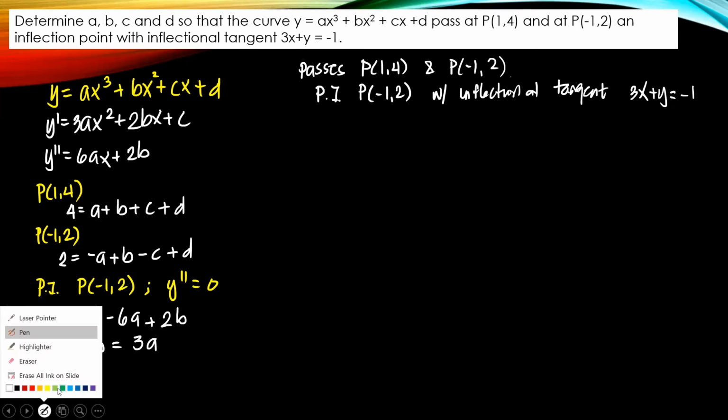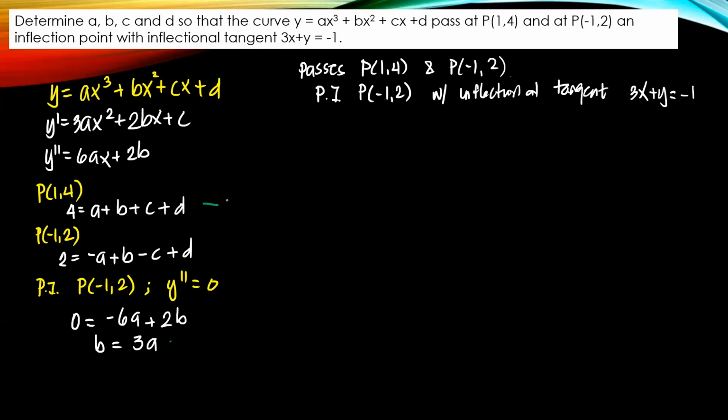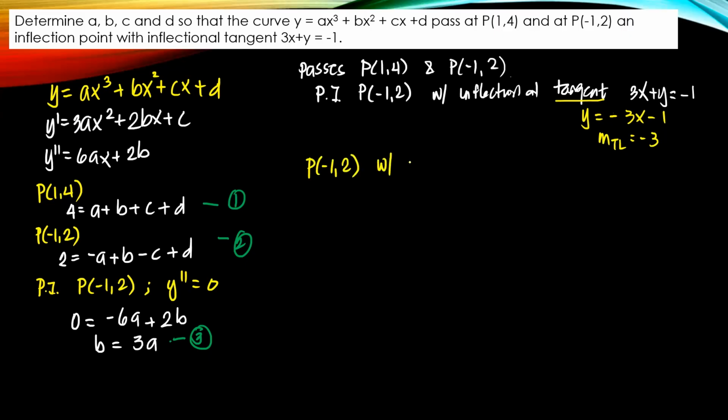Let's have this equation. Let's just call this equation number 1, 2, number 3. Now, where's the other one? It says there, point of inflection with inflectional tangent. So when you see tangent, that means there's a tangent line. y is -3x minus 1. The slope of the tangent line is -3. So, point -1, 2 with y prime equals -3.